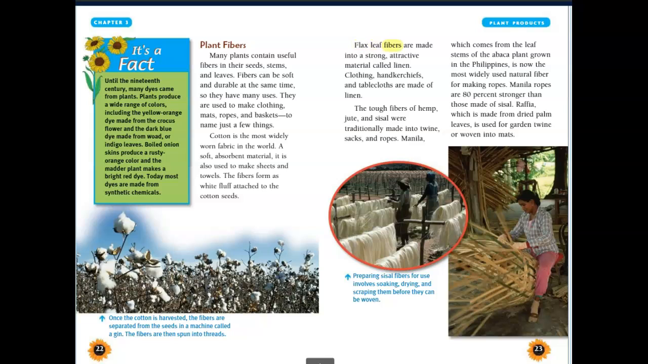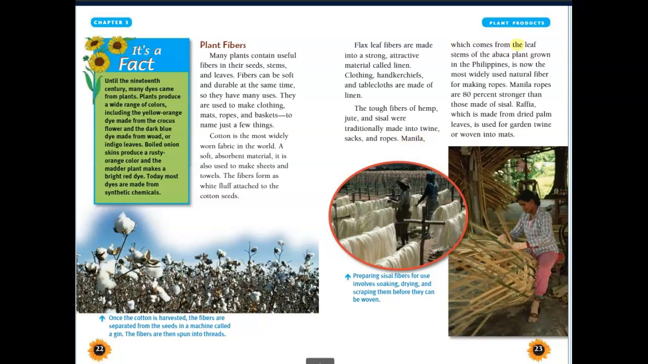Flax leaf fibers are made into a strong, attractive material called linen. Clothing, handkerchiefs, and tablecloths are made of linen. The tough fibers of hemp, jute, and sisal were traditionally made into twine, sacks, and ropes.